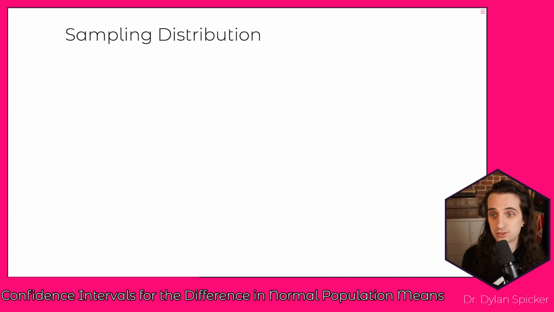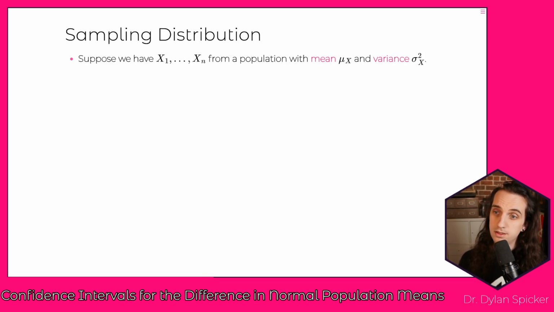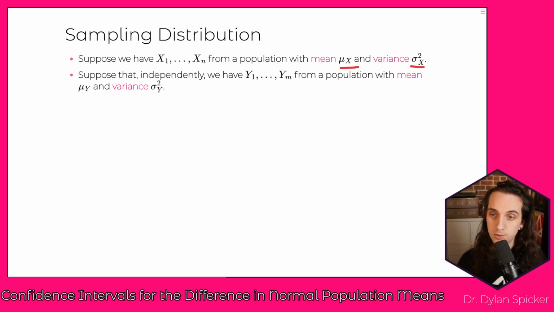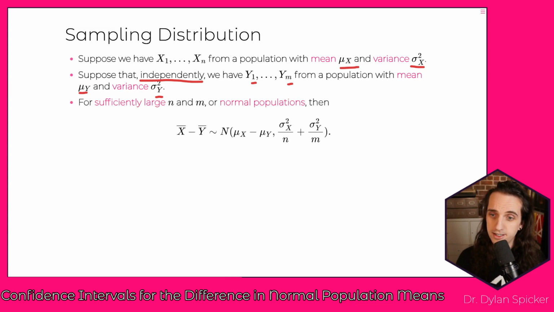So what is the sampling distribution that we are thinking about here? By way of notation, suppose that we have x1 through xn being a sample from some population with a mean of mu x and a variance of sigma x squared. Then, independently from that, so x and y are going to be independent here, we have y1 up to ym, with a population mean of mu y and a variance of sigma y squared. So we have these two independent populations, each with their own mean and variance.